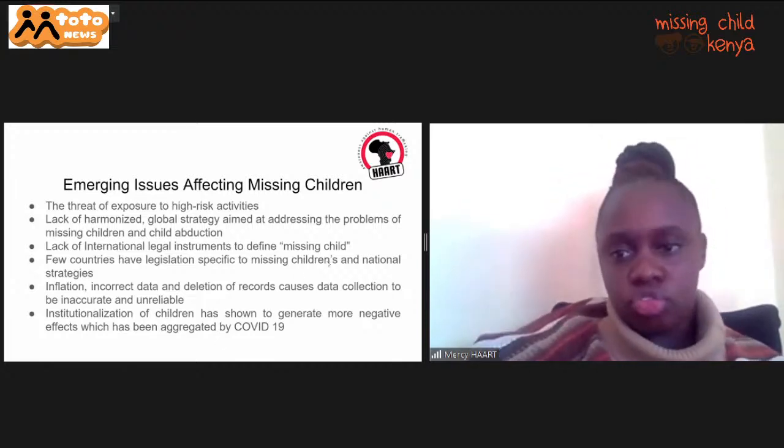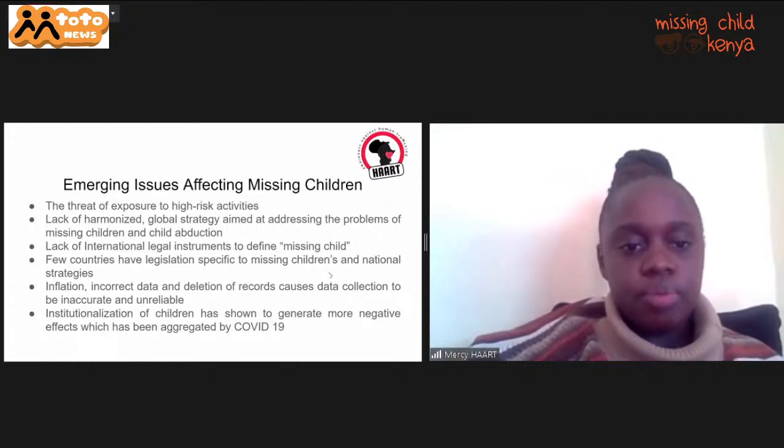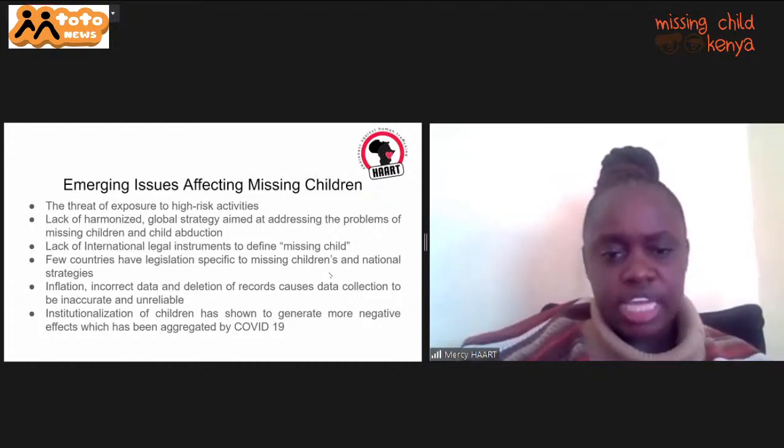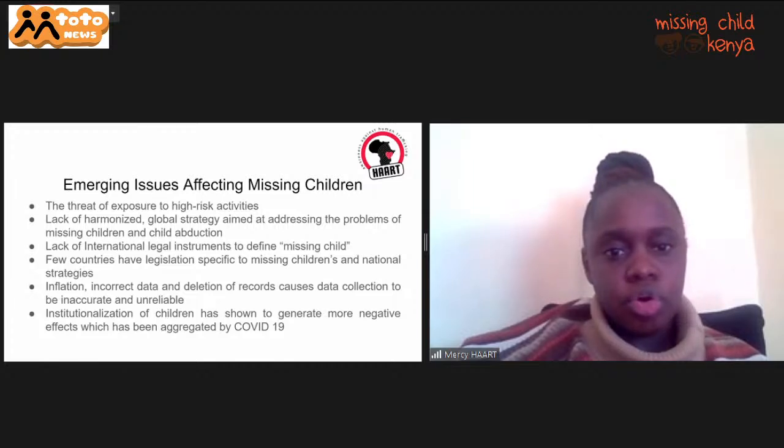Then we have issues like incorrect data and deletion of records that cause problems when collecting data. And we all know that even as we implement, we need to have data for us to effectively implement projects that are able to combat such issues as missing children. So when we have unreliable data, programming really becomes a little bit difficult.